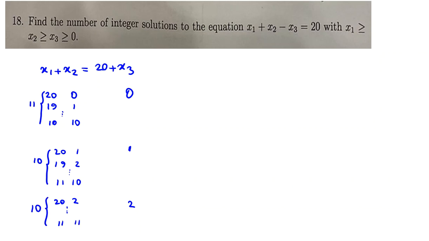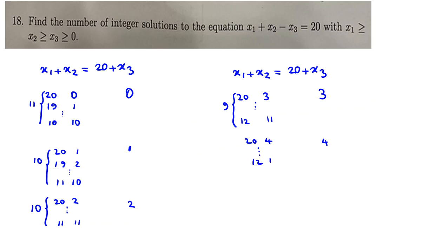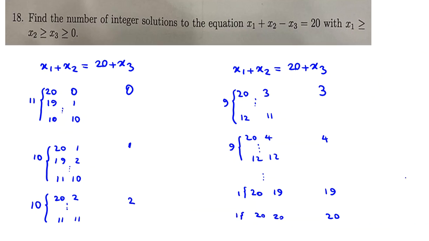10. Now, if x3 is 3, then here, what can we say? 23. You can say 20 and 3, to 12 and 11. So 20 minus 11 will be 9. And if you check the next one, it will be again 9. If it is 4, then 24 to 12, 12. If we calculate, it will be 9. And the last terms, you say 19, it is 39. You can say 20 and 19, one case, and if it is 20, 20, 20. So one case.